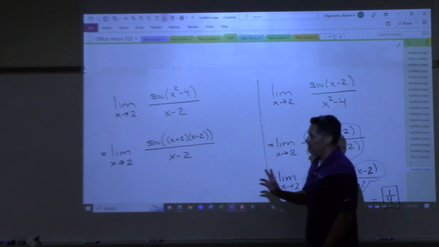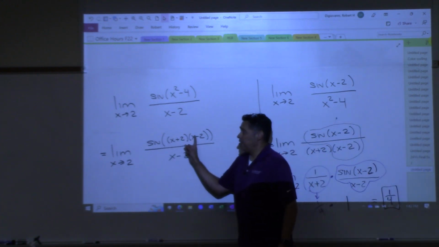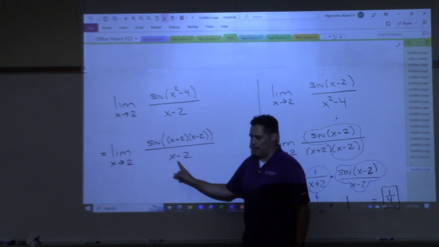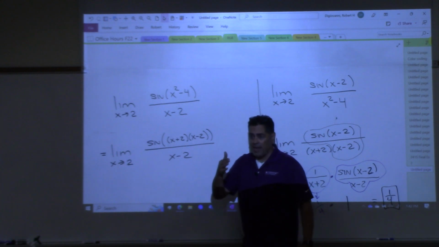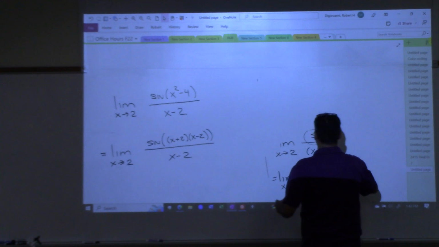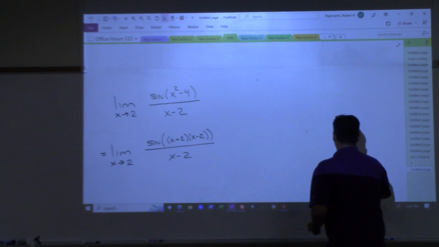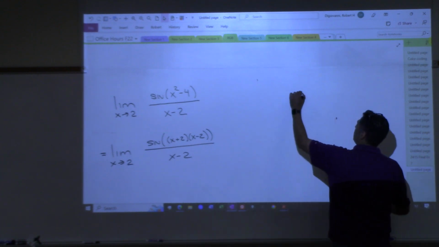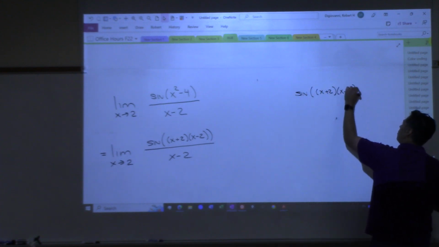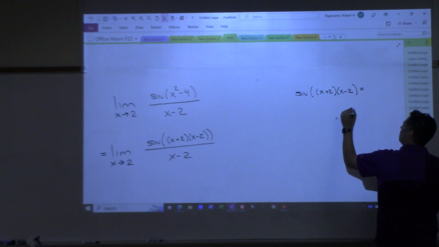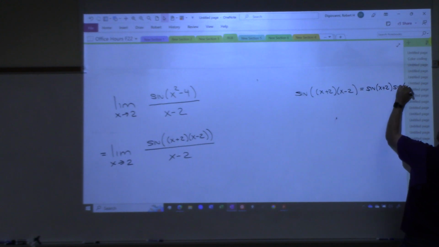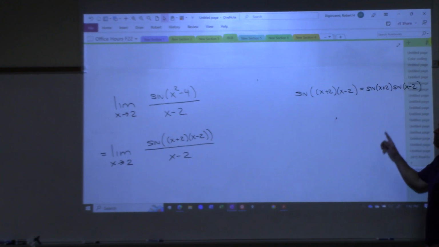But this junk is still not the same as this junk, because that's there, and it's not down here. So I think what was asked is, can you do this? I'm going to put this on the side. This is a question: are you allowed to do this? Is sine of (x plus 2)(x minus 2) equal to sine of x plus 2 times sine of x minus 2? I'm not sure if that's what you were asking me, but what do y'all think?